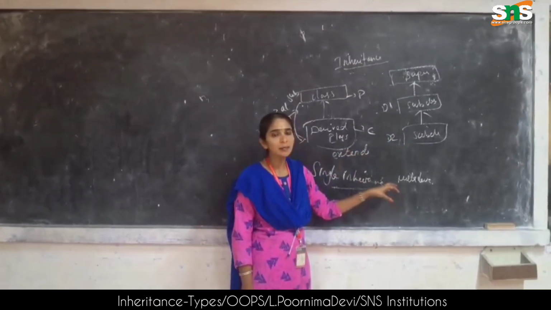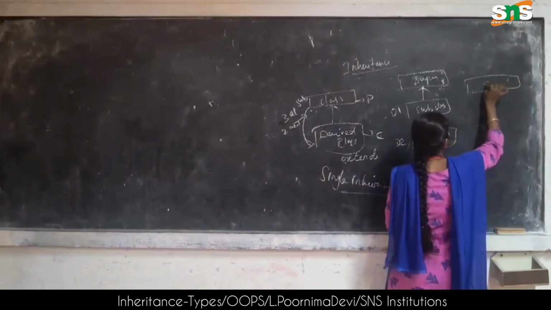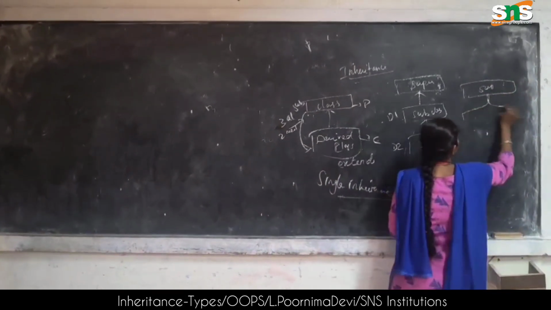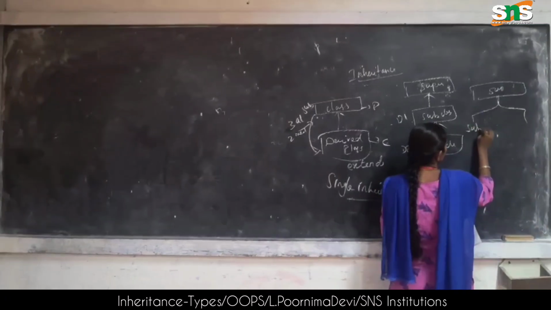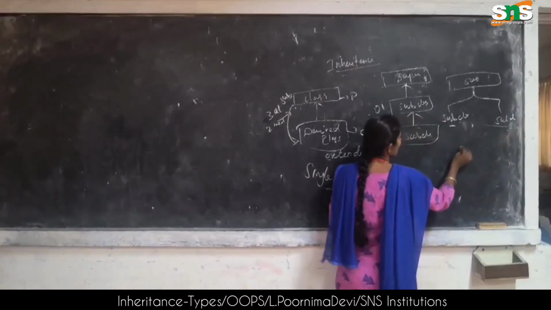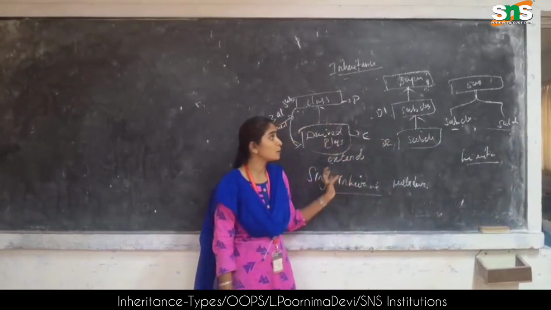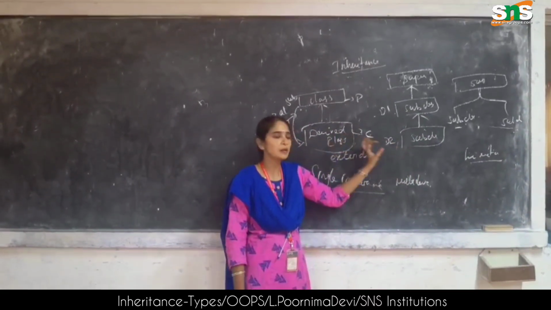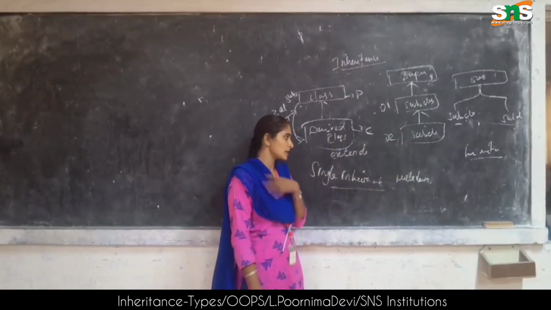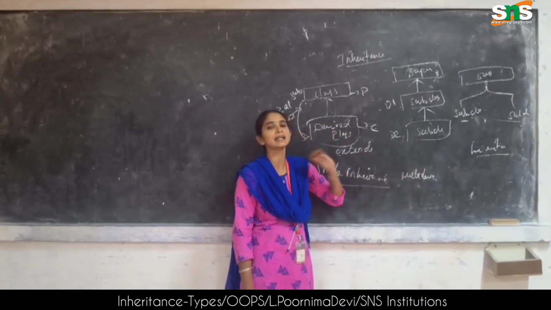So this is multiple inheritance and then hierarchical inheritance. This is superclass 1, this is subclass 1 and this is subclass 2. So this is the hierarchical inheritance. These are all the types of inheritance we use in our program: single inheritance, multi-level inheritance and hierarchical inheritance.